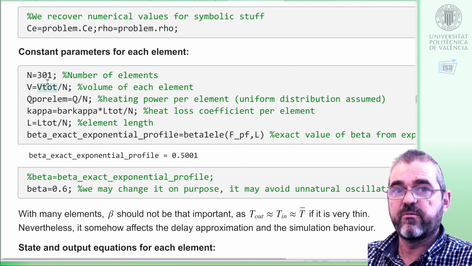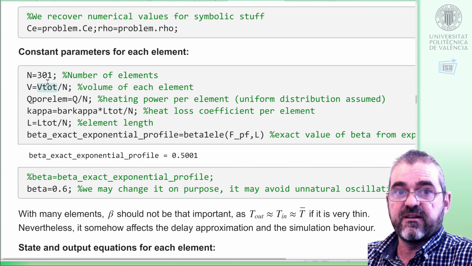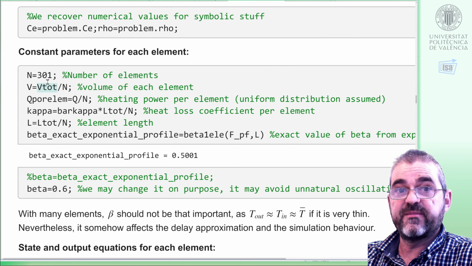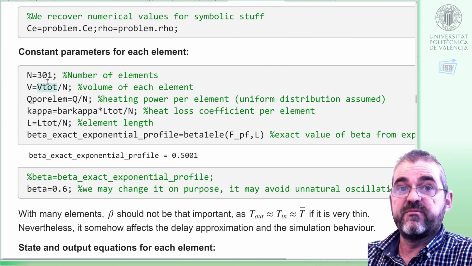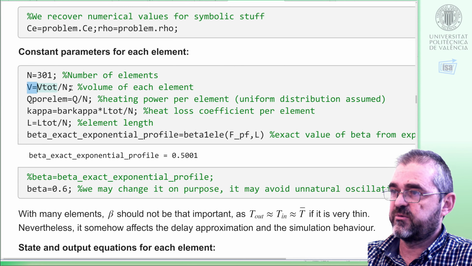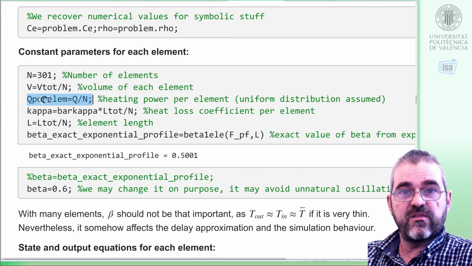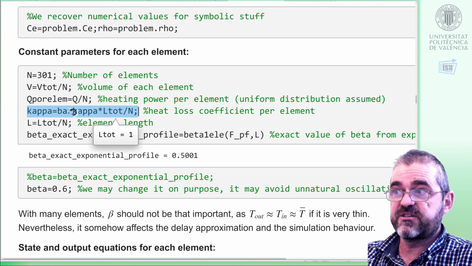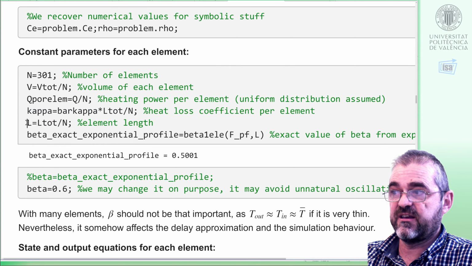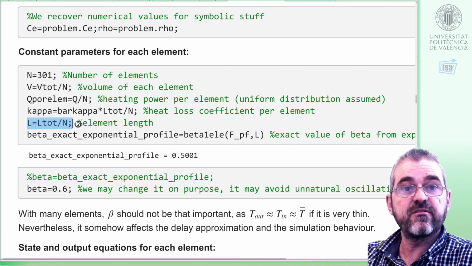It's arbitrary. We will do simulations with 3 elements, with 100 and 300. The more elements we plug in, the closer we will be to the exact PDE solution, but the longer it will take to compute our simulation. So we get the volume, the share of power, and the share of thermal losses, the loss per unit length times the length of each of the elements. Here we have the length.